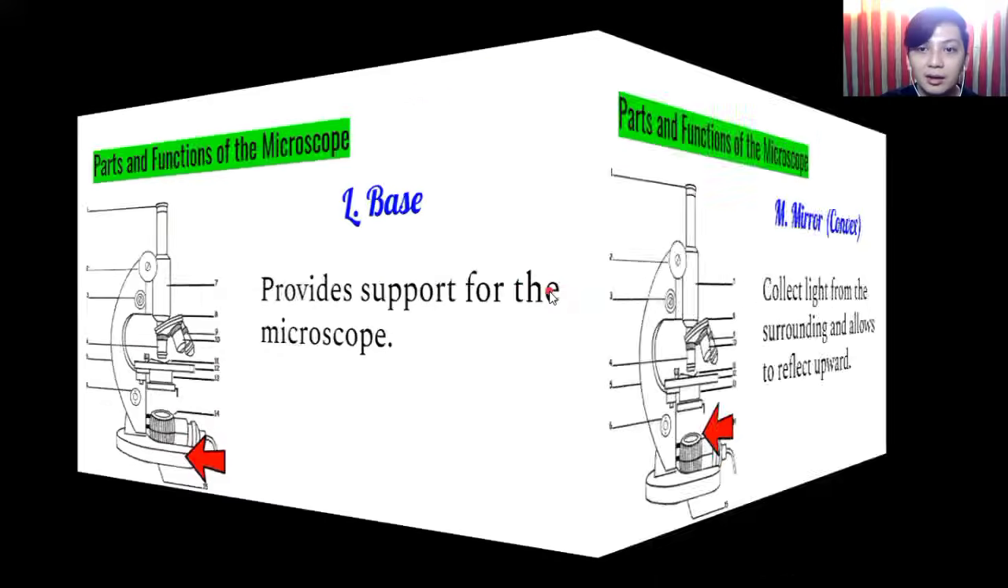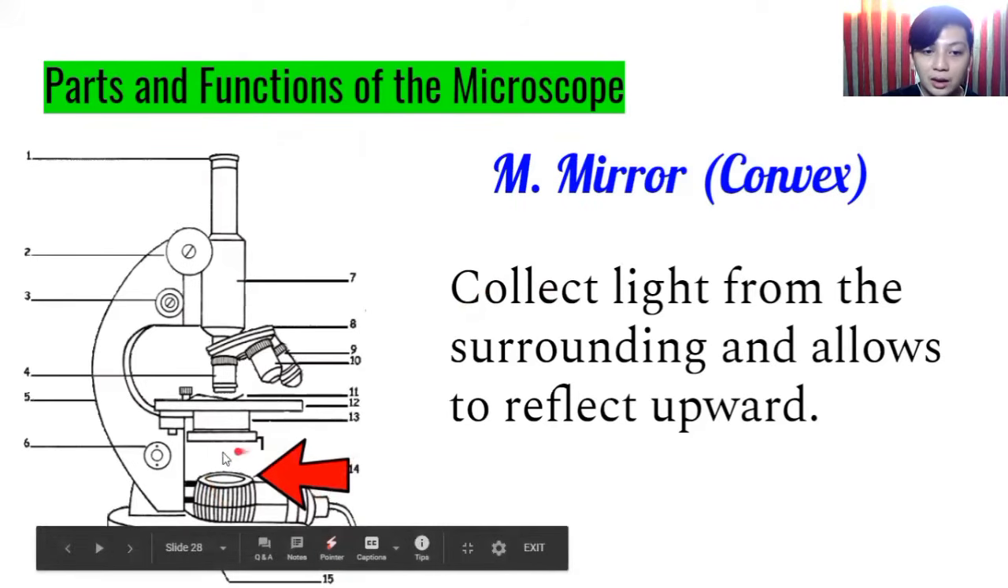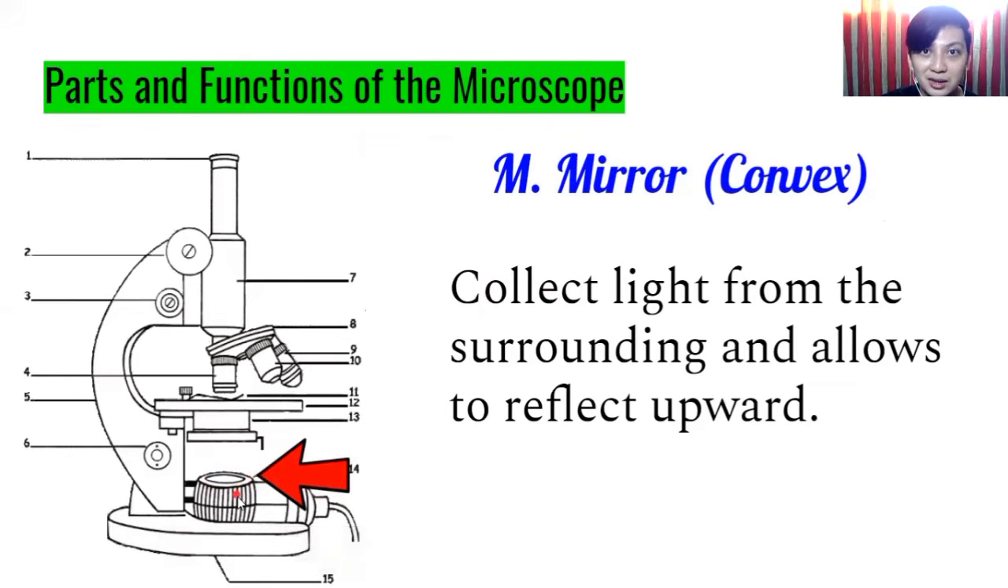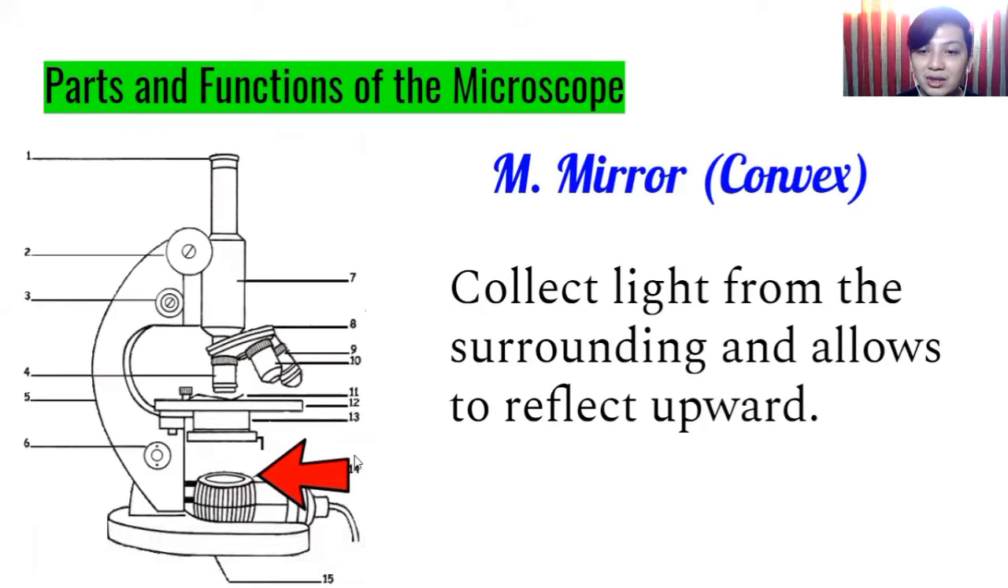And then we have a mirror. Usually we use convex mirror. Okay, and this is what convex mirror looks like. But here in our example, they use electricity. So may bulb dyan. In mirror, while we are using this mirror, it collects light from the surrounding and allows it to reflect upward. So kaya ginagamit natin yung convex mirror.